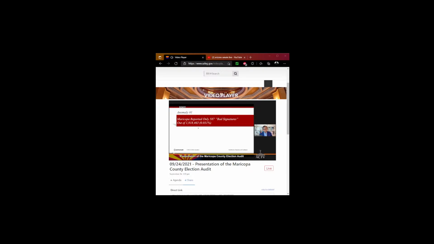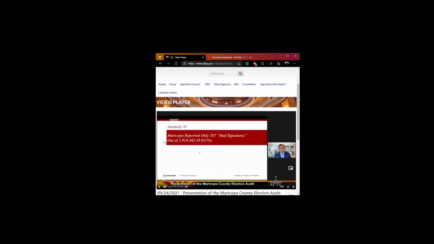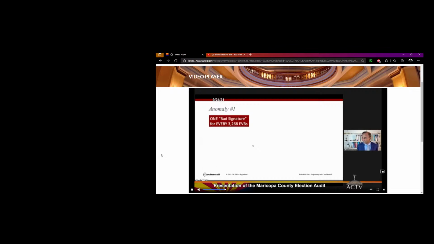Anomaly 1: Maricopa reported only 587 bad signatures. To give you some idea, that's 0.031%. And for people who don't really like math, I thought I'd make it a little more pictorial. So this would be 1 bad signature for every 3,268 early voting ballot envelopes.